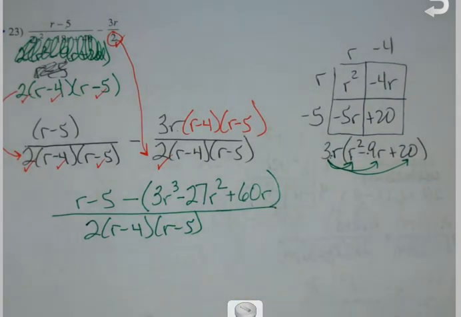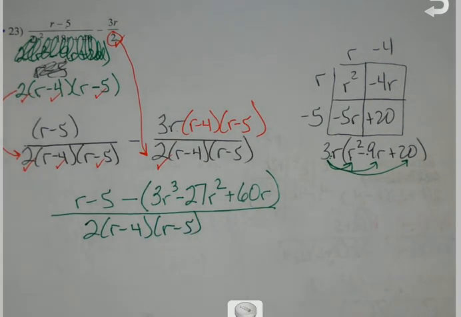Now, why the parentheses? Because I'm subtracting the entire second fraction, that entire quantity. I'm not just subtracting 3r to the third. And if I don't put the parentheses, that's exactly what's going to happen. I'm going to do minus 3r to the third, and then I'm going to keep these signs the same, which isn't the correct thing to do.